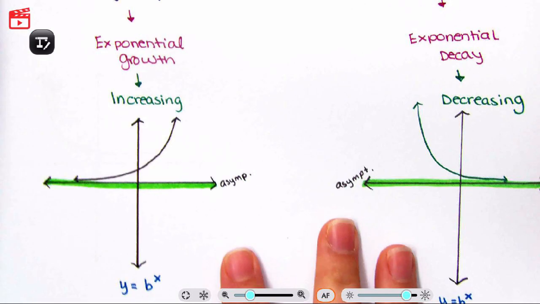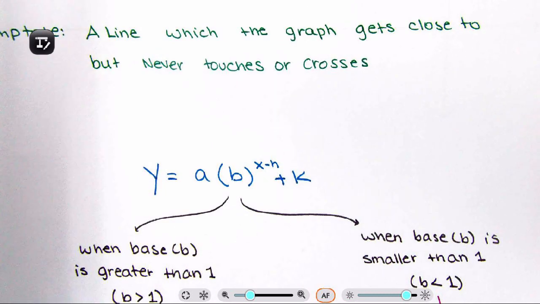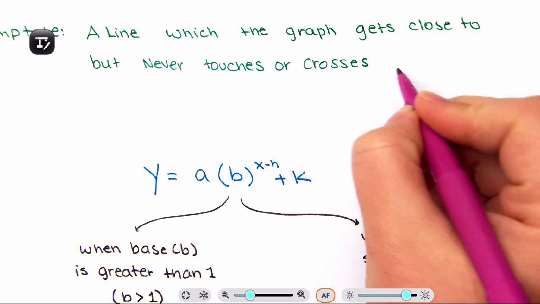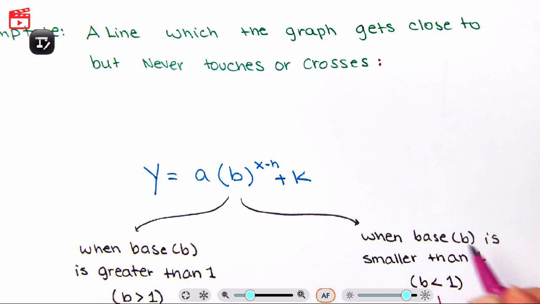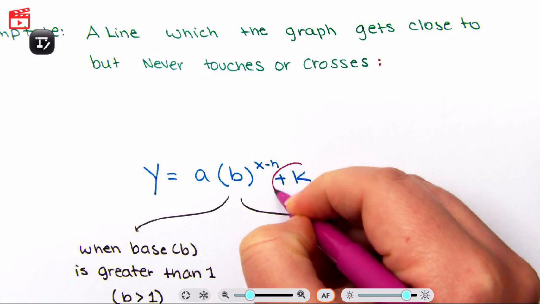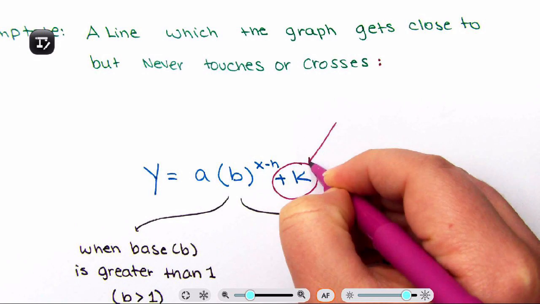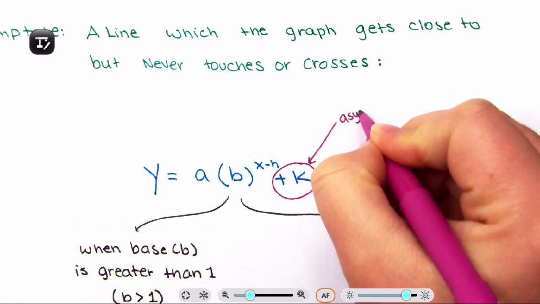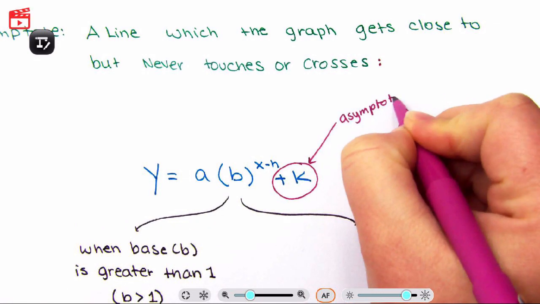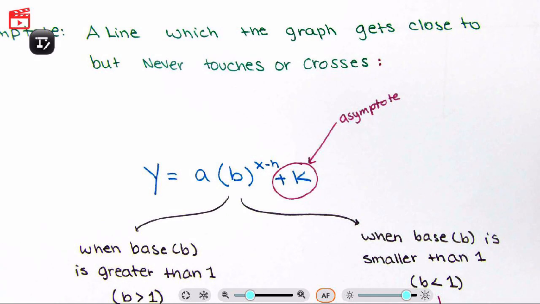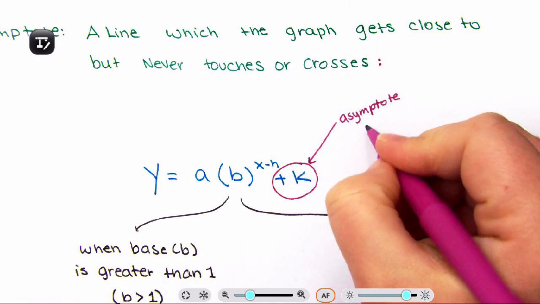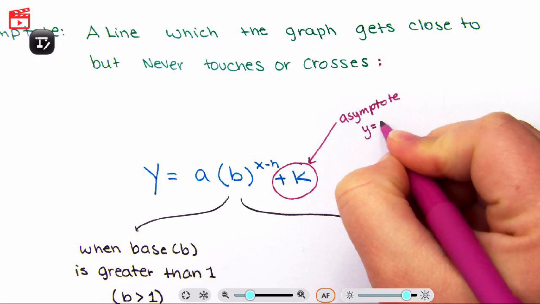All right, speaking of asymptote, let's go back up here for our asymptote value. Just like we were talking about transformations earlier on, the asymptote is actually your k value. So I'm going to circle this k. Always take the sign with it. This is going to be your asymptote. And your asymptote is that line that shall not be touched. We're going to call it y equals k.